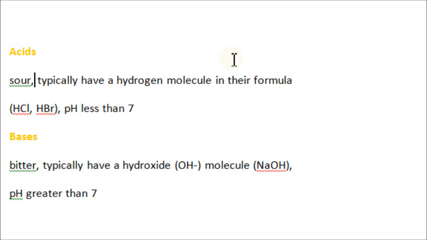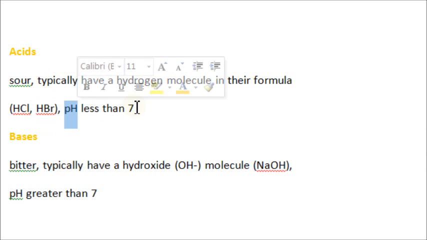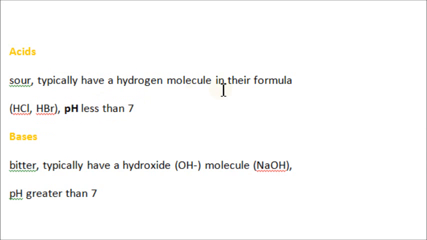Really, don't taste them. They typically have a hydrogen in their formula, like for example, the strong acids HCl and HBr, and their pH, we'll talk about this later, is less than 7.